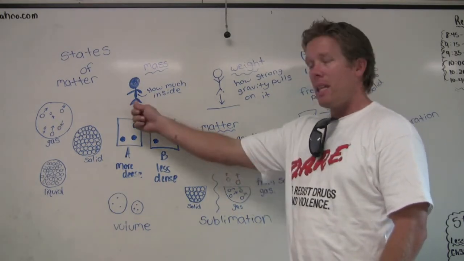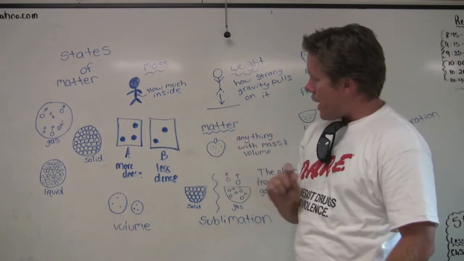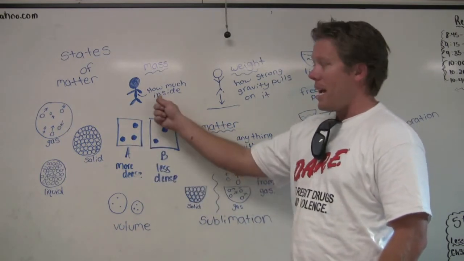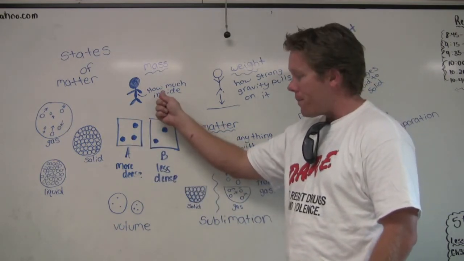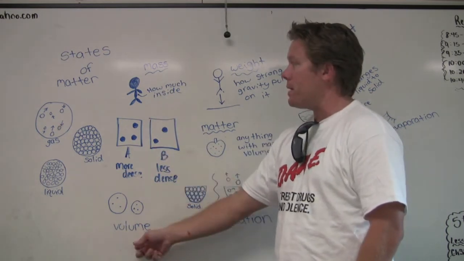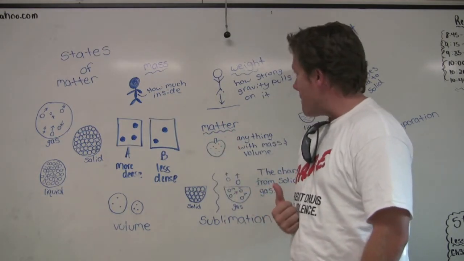Matter is anything that has stuff inside and takes up space. So once again, matter is anything that has mass, stuff inside, and volume that takes up space. If it takes up space and it has stuff inside, it is made of matter.